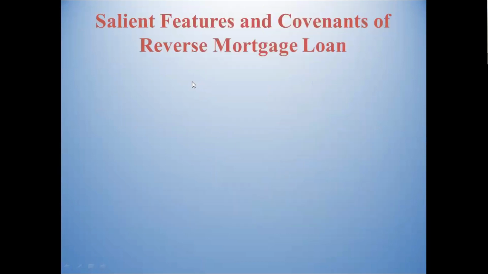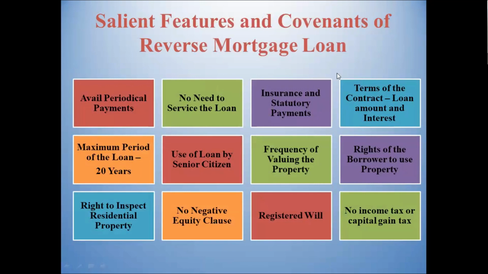The next slide presents the salient features of the reverse mortgage loan. Reverse mortgage loan entitles the aged people to periodic payments. They can receive periodical payments regularly. There is no need to service the loan, or repay it, during the lifetime of the borrower or the spouse. Whereas, as far as maintenance of the property is concerned, any kind of property taxes and municipal taxes have to be paid by the borrower. The property has to be insured. Without insurance, the bank is not going to lend the money.